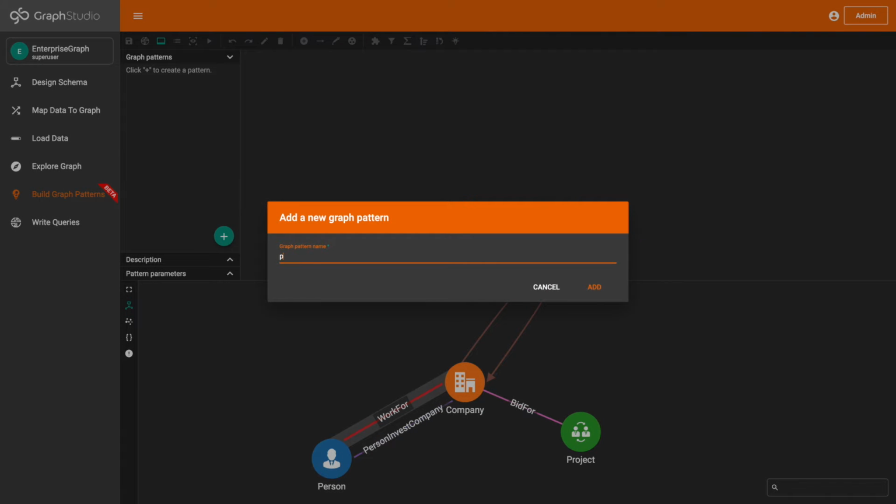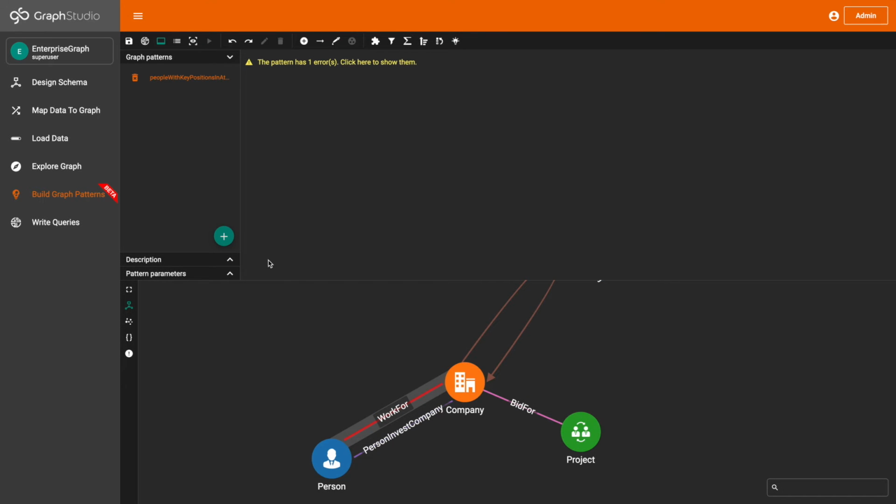So next I'm going to give this pattern a name, people with key positions in at least 2 companies. I'm going to give the pattern a description, find all the people who are a CEO, director, or vice president in at least 2 different companies.